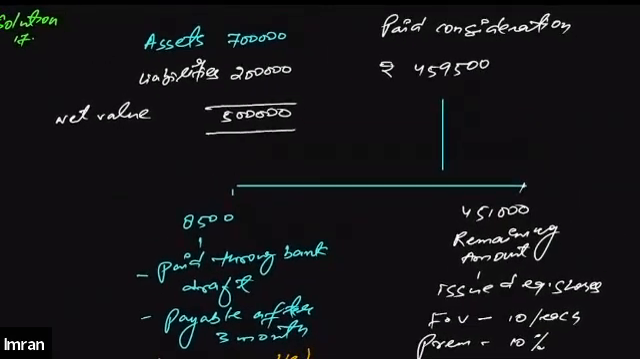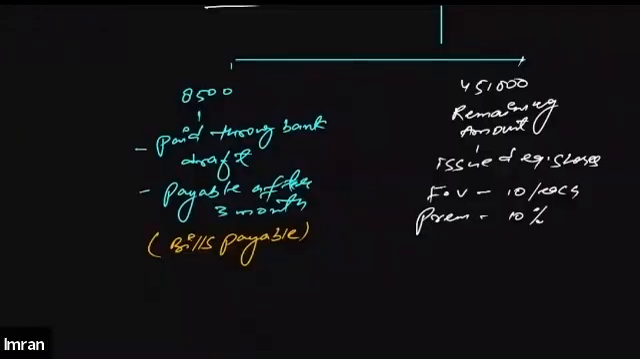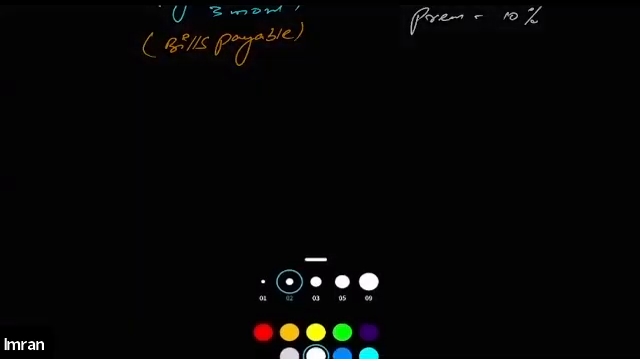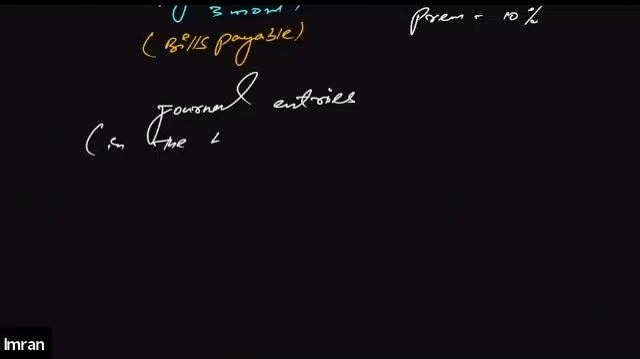I hope the question is clear, everybody. This is all about question number 17. This is what is given in the question. Now we will pass the journal entry. So for that purpose, we'll write down journal entries in the books of Sandesh Limited.